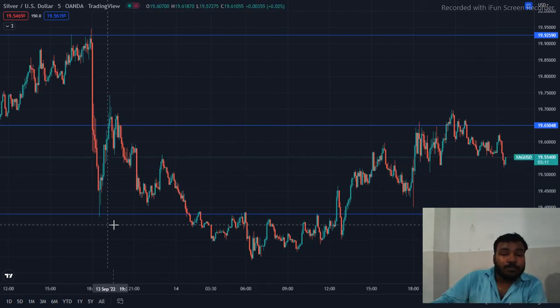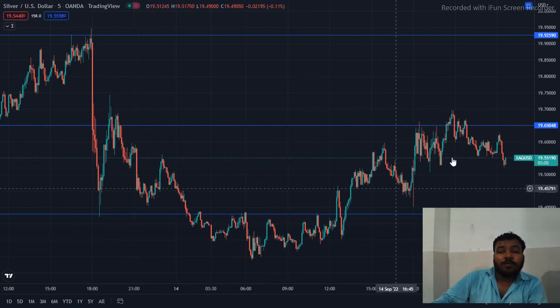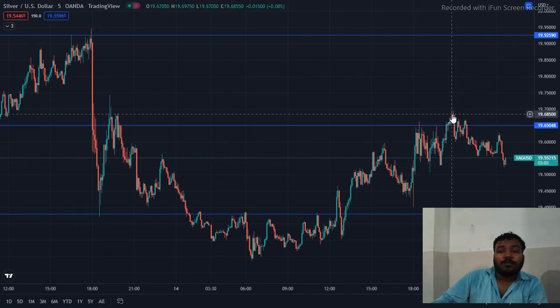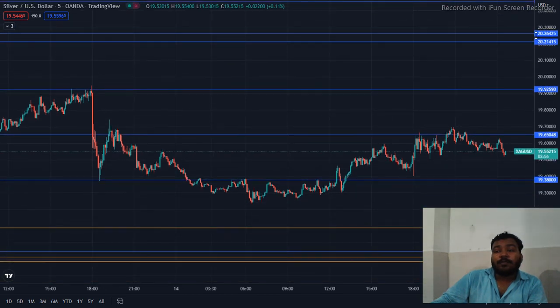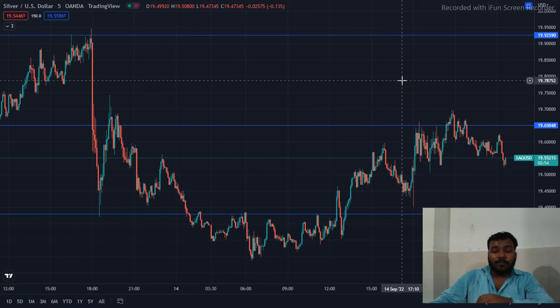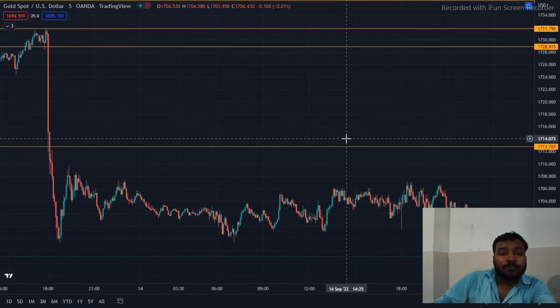See, from this zone, sharp pullback, and it is forming a rounding bottom, a sort of rounding head and shoulder. So if we reach this swing high, then we can aim for higher targets. The first target will be 19.925 and so on. Okay. Now let us see gold.